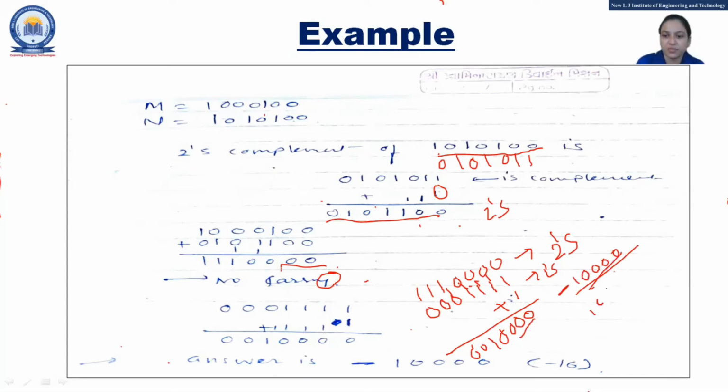So our answer is 1, 0, 0, 0, 0. This is 1, 2, 4, 8, and this is our 16. So the answer is minus 16.